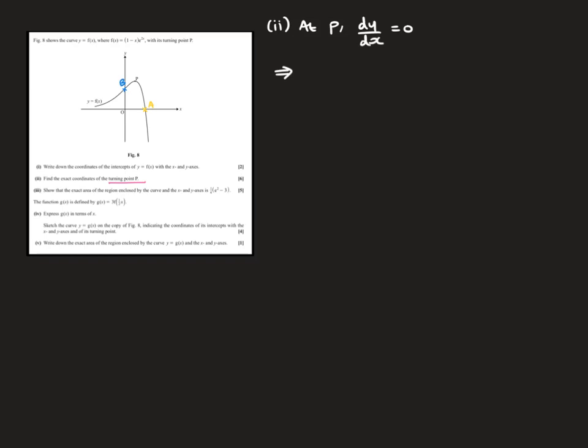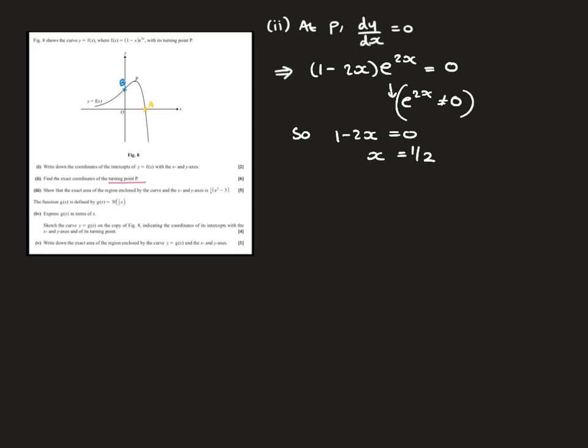So we've got to find the coordinates of the turning point P. So we know that 1 minus 2x e to the 2x is equal to 0. So again, e to the 2x equals 0 is not an option. So we have 1 minus 2x equals 0, so x is equal to a half. We need to substitute that into the function f of x to find the y coordinate. So we've got 1 minus a half e to the 2 multiplied by a half, substituting into this. So that then gives me a half e. So the coordinates of P are 1/2 and 1/2 e.